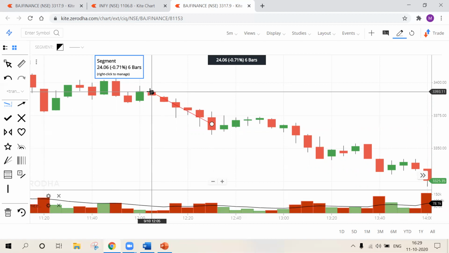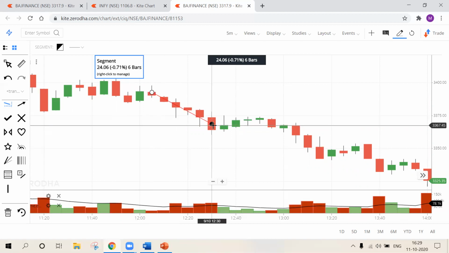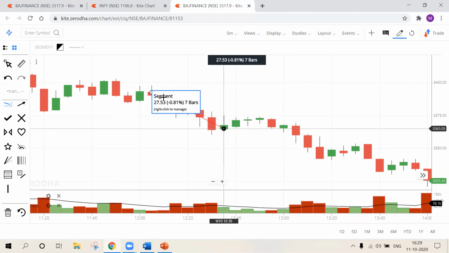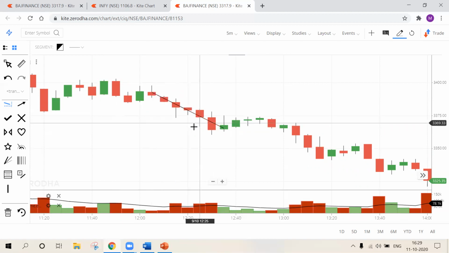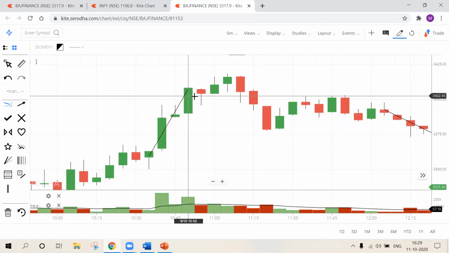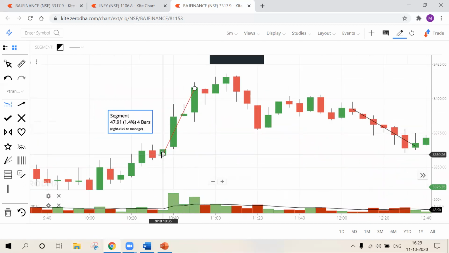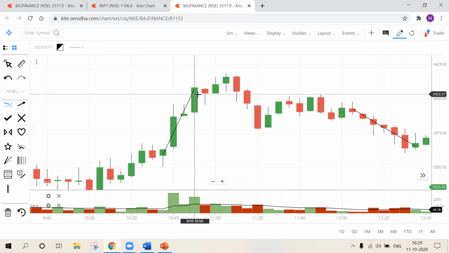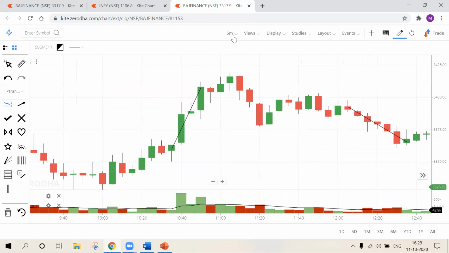See, from 12:05 p.m. to 12:30 p.m., more number of sellers came to the market, so all the candle colors are red here. Now look at this. Here, back to back 4 candles are green. That means more number of buyers came to the market from 10:35 a.m. to 10:50 a.m. So when I select 5 minutes, each candle will be of 5 minutes. If the candle color is green, more number of buyers are coming to the market on that day at that time. If the candle color is red, more number of sellers are coming to the market on that day at that time.